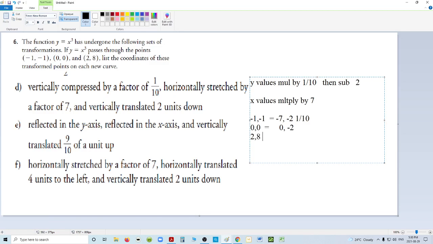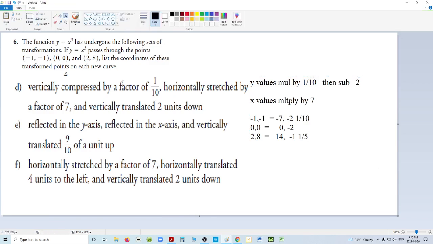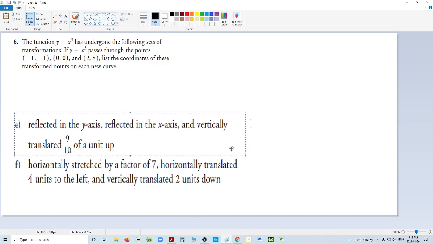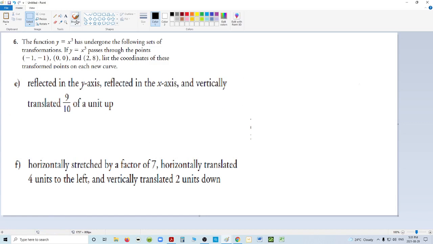And then 2, 8, when I multiply the x by 7, I get 14. And when I multiply the y value by a tenth, I get 8/10. And then when I subtract 2, I get -1 and 2/10, which is the same as -1 and 1/5. And you'll discover that's what that is. Then when I do E, you'll see that it's reflected in the y-axis, which means my x values have been multiplied by -1.